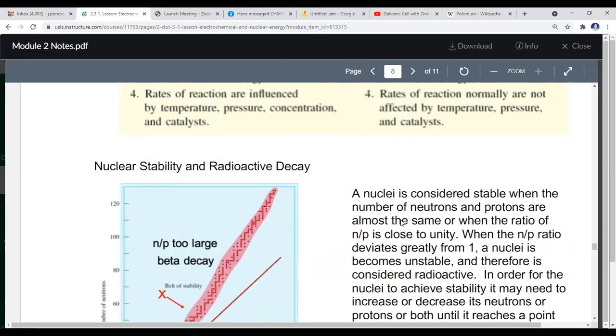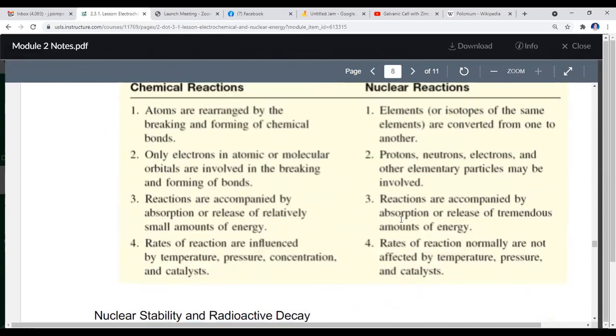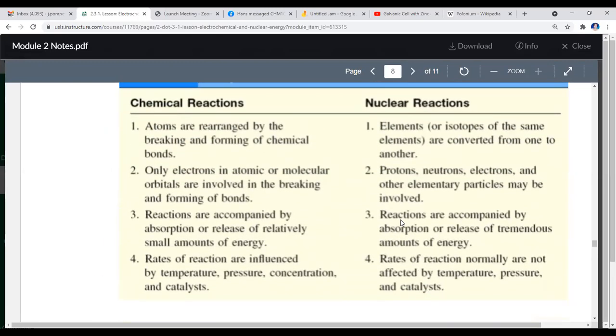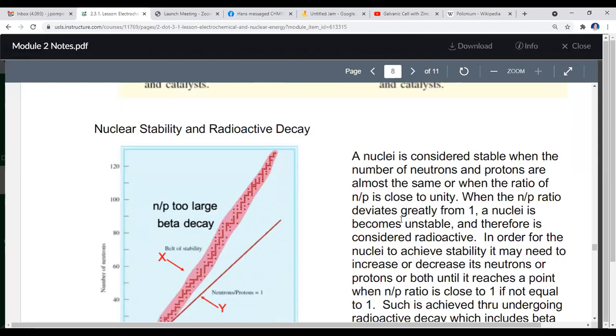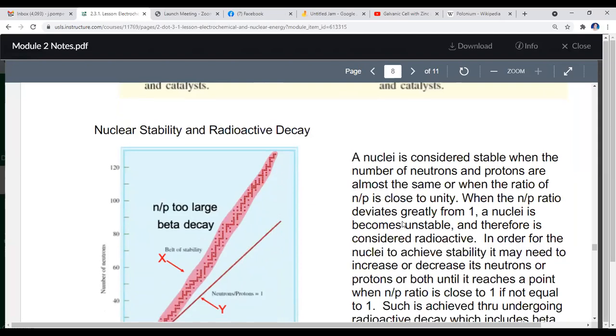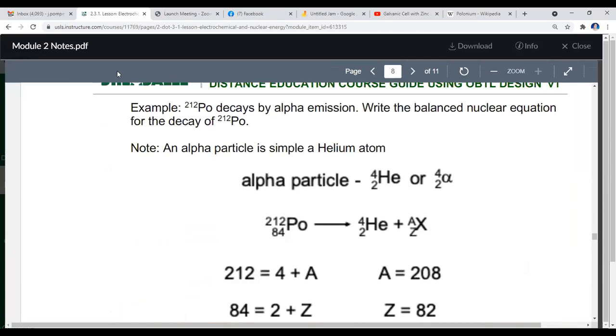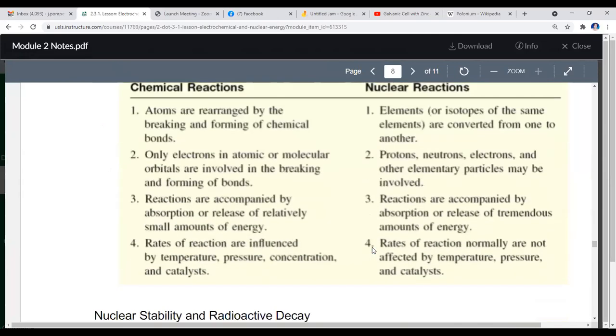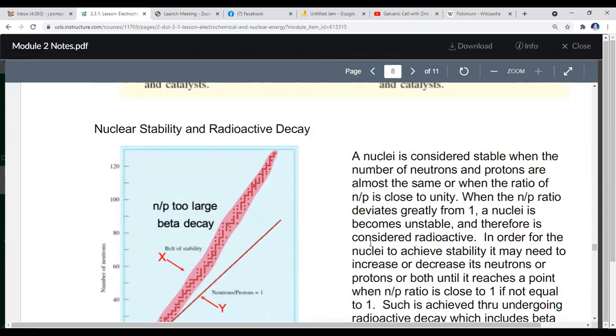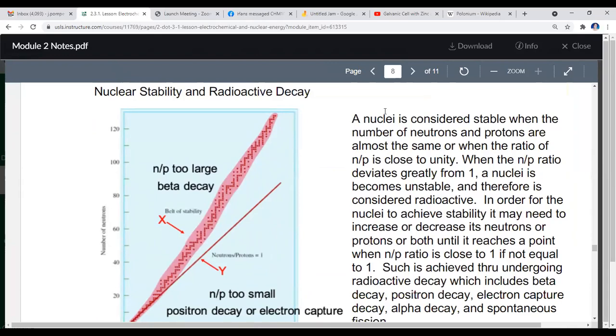Now, if you don't have any questions here, we go down to nuclear stability and radioactive decay. Radioactive decay was illustrated in the example here of the polonium atom decaying into the lead atom. Now, a nucleus is considered stable when the number of neutrons and protons are almost the same, or when the ratio of neutron to proton is close to unity.